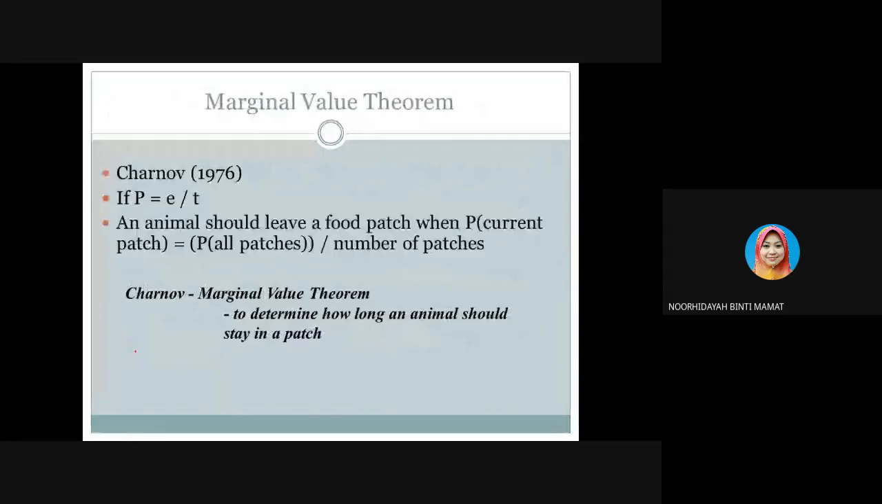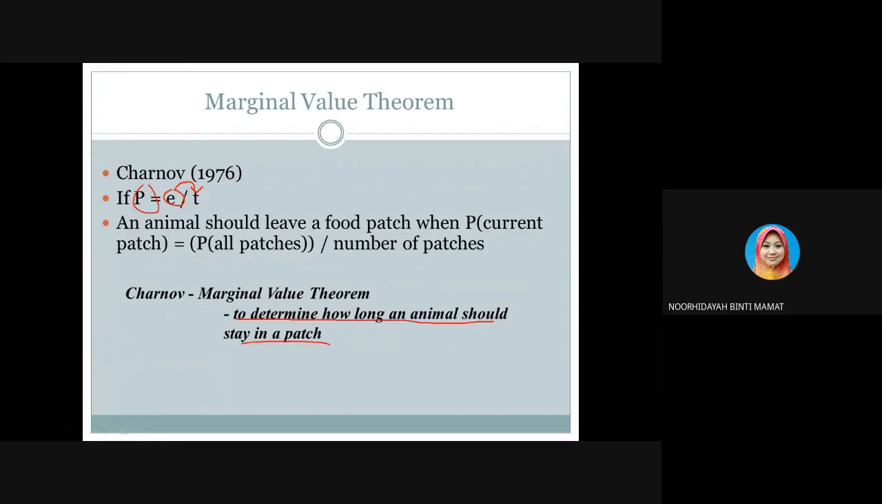So it had been introduced by Charnov in 1976. We are talking just now about the profitability. If P is equal to E, the energy gain, relative to T, which is the handling time, an animal should leave the food patch when P, the current patch, is equal to P for all patches divided by the number of patches. So the marginal value theorem is to determine how long an animal should stay in a patch.